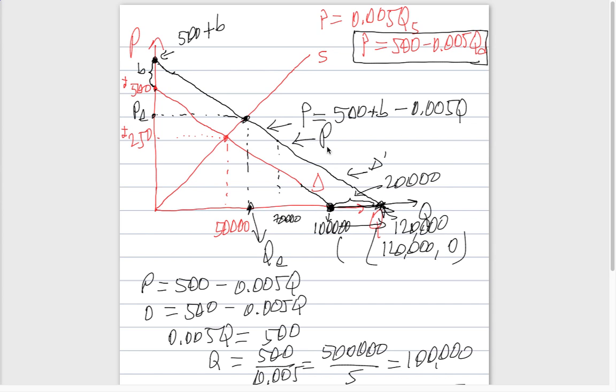Now given this, our new demand function, plugging B in, is 500 plus B, where B was equal to 100, so that's 600 minus 0.005 Q. So this is our new demand curve. This black line here, the shifted line, is 600 minus 0.005 Q, the new demand curve.